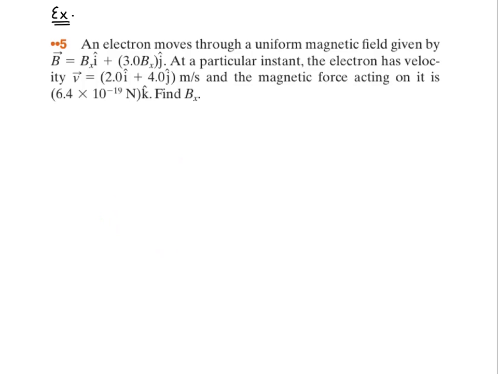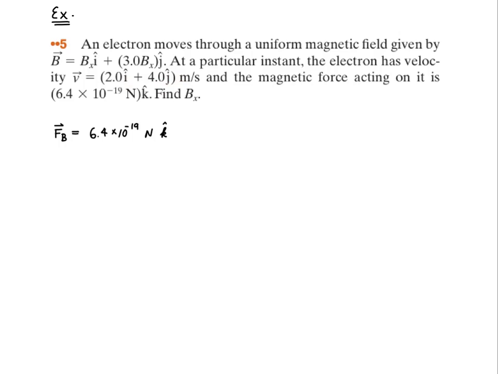So let's do an example. Here we have an electron that's moving through a constant magnetic field given by B vector equals Bx in the x direction plus 3Bx in the y direction. So we don't know this Bx. The electron has a velocity of 2 meters per second in the x direction plus 4 meters per second in the y direction, and this produces a magnetic force acting on it of 6.4 times 10 to the minus 19 newtons in the z-hat direction. And we can write it like this.